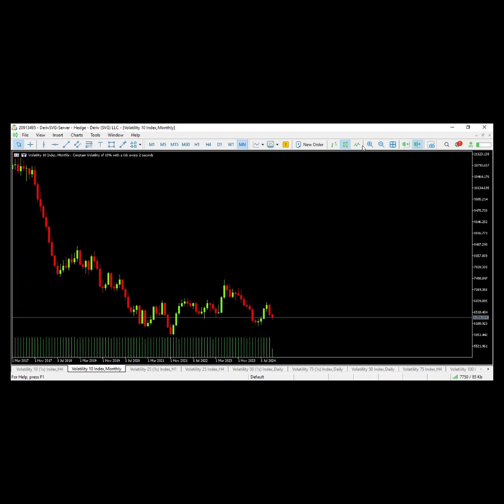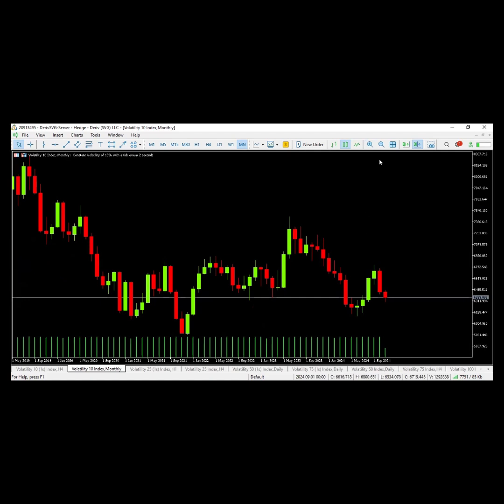Okay, so volatility 10. If you want to zoom in and see the market structure, we have been moving downwards for quite some time. We have been having this move, right? So volatility 10 basically, let me share the chart and then we start.